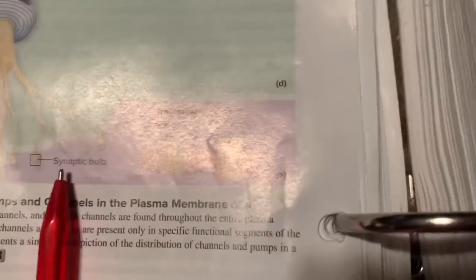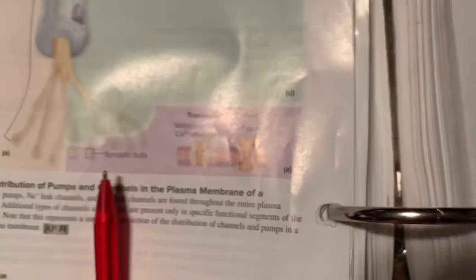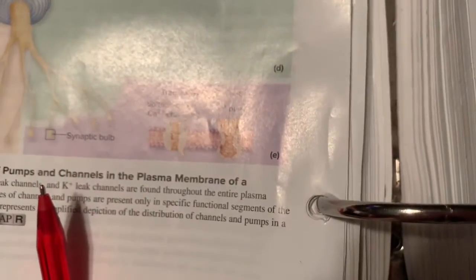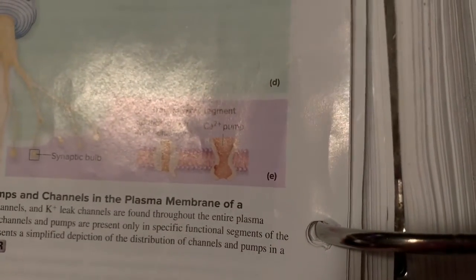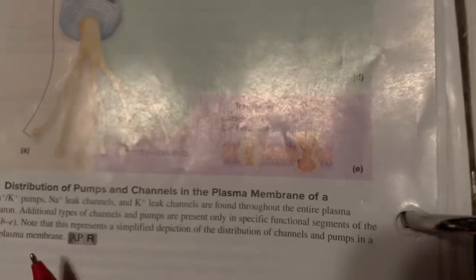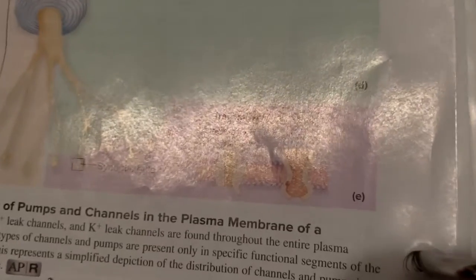Lastly, the transmissive segment, which includes the synaptic bulbs or knobs, whichever you prefer to call it. It has voltage-gated calcium channels and pumps, and in this segment, neurotransmitter is released from the synaptic vesicles. After the nerve signal gets to the synaptic knob, it then has an excitatory or inhibitory effect on a neuron, muscle, or gland.